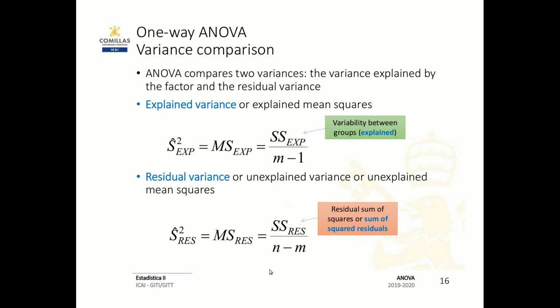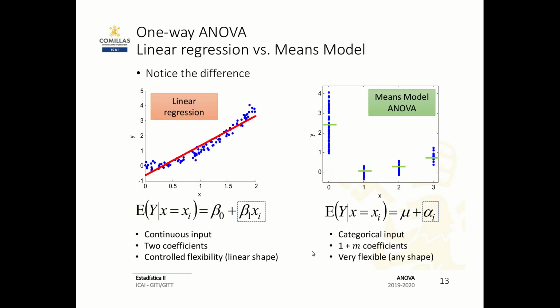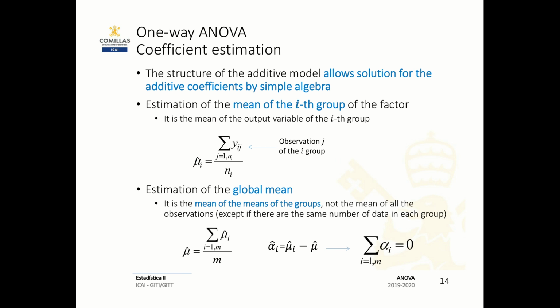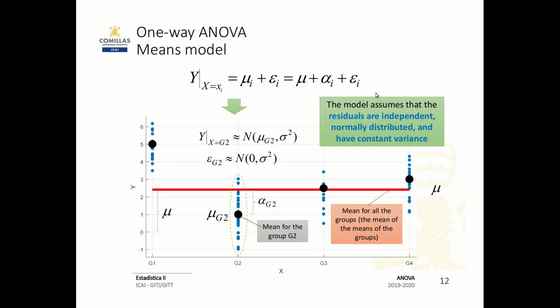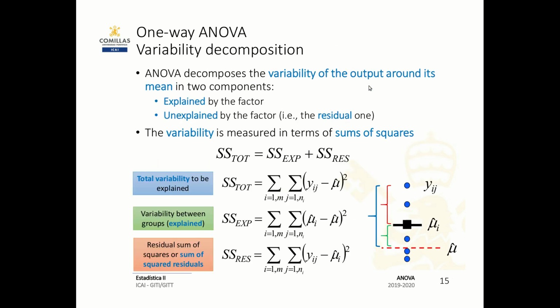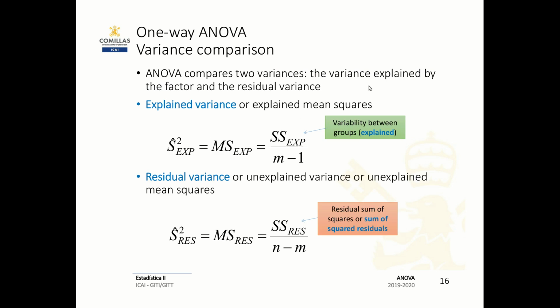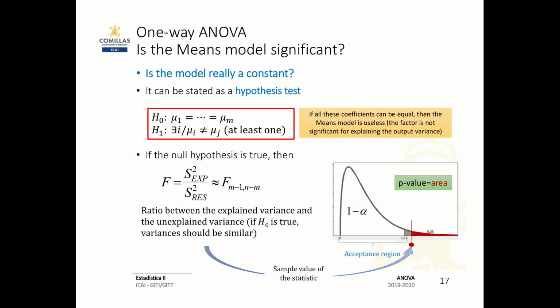Okay, so we make these two ratios, and this is an estimate of the variance explained by each one of the alpha i parameters. This is the variance explained by each one of the residual parameters, these epsilons. You can also estimate that, and that is an estimation of the variability explained by each one of those parameters.